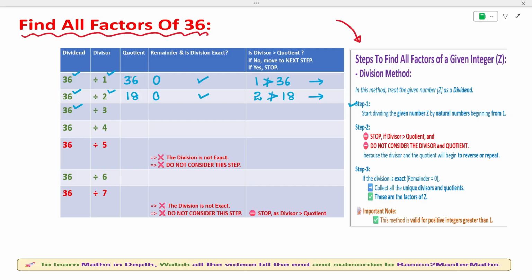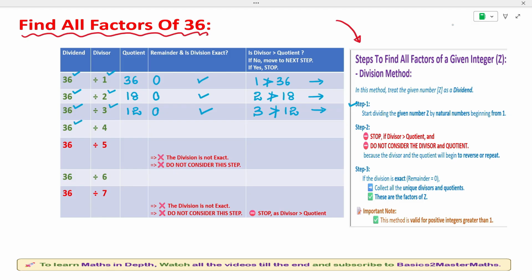When we divide 36 by 3, we get 12 as the quotient and 0 as the remainder. So, this division is exact. In this case, the divisor 3 is not greater than the quotient 12. So, move to the next step.